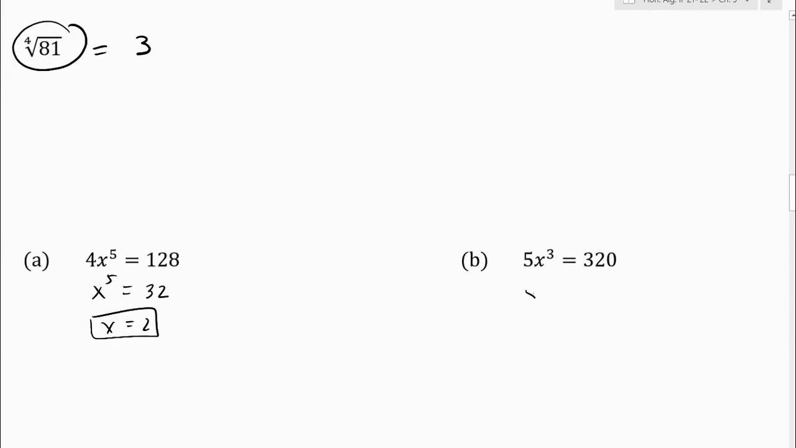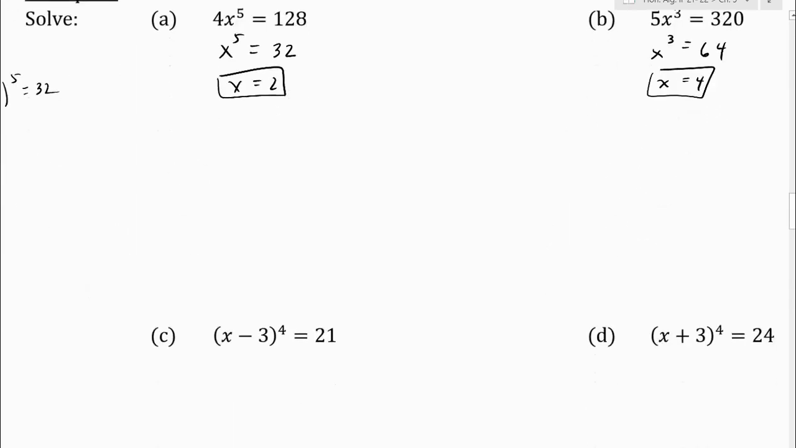Okay, if I divide both sides by 5, 64. What can I cube and get 64? Well, there's only one thing. It's a 4. Okay, right here, though, what can I take to the fourth power and get 21? Well, there's two things. It's either positive or negative, the fourth root of 21.